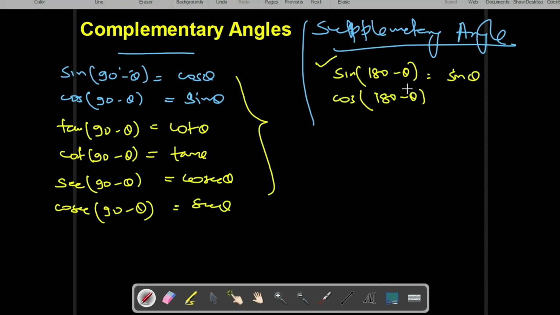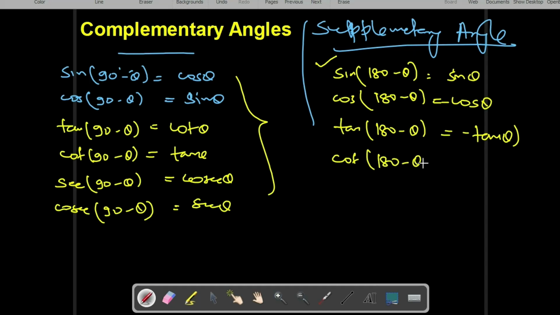So cos 180 minus theta will be minus cos theta. Tan 180 minus theta will be minus tan theta. Cot 180 minus theta will be minus cot theta. Like this way, if you see, the function is not going to change. Sine will be sine, cos will be cos, tan will be tan. Only the sign will change because of the quadrant. So that's why the quadrant was important, and that's why I explained it in the previous slides.